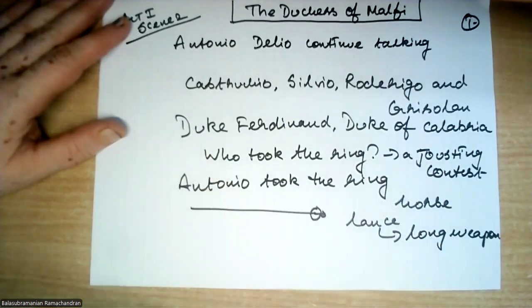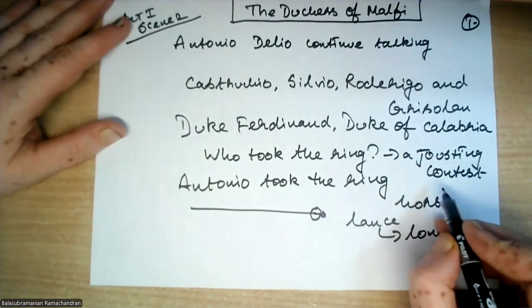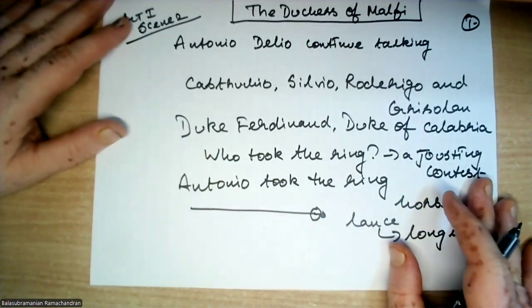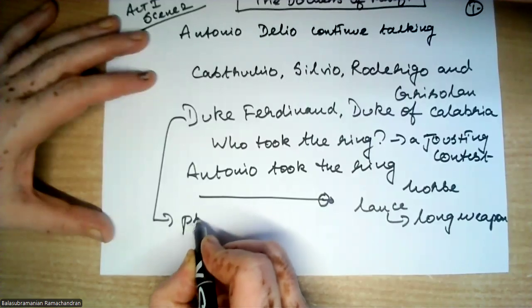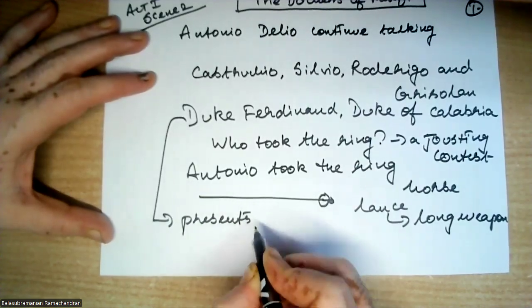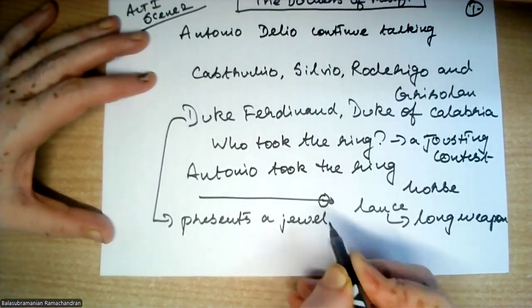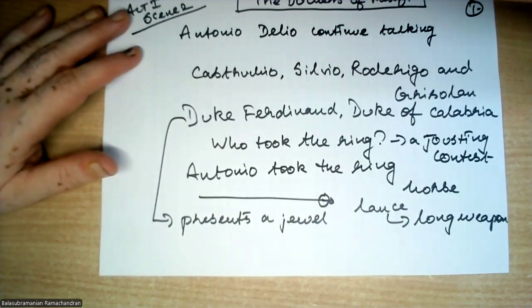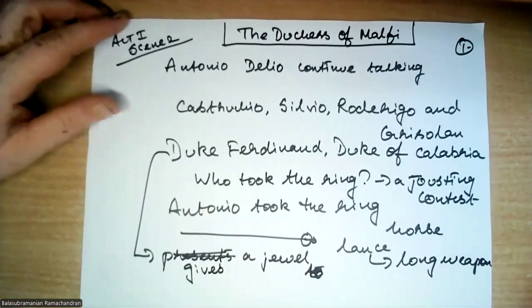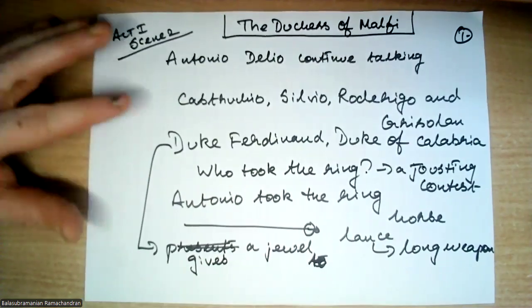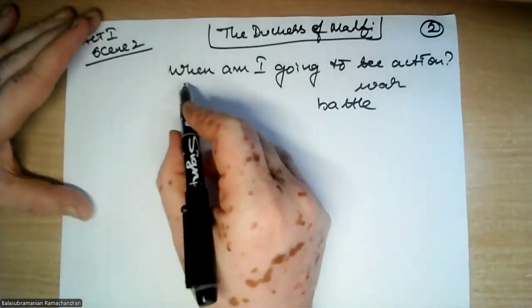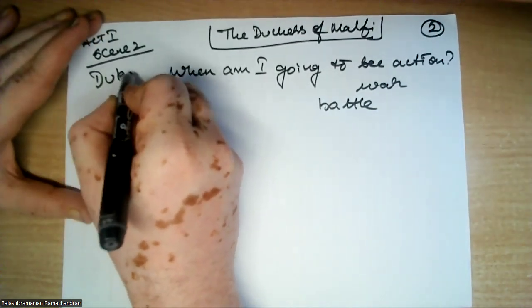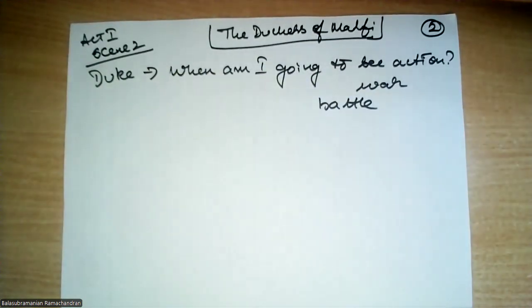So the Duke asks who took the ring, and the answer is that Antonio took it the most. The Duke is impressed and presents a jewel to Antonio, saying, "Give him the jewel." Then he immediately wonders, "Oh, this is just a sporting event. When am I going to see action? I don't want to see just these jousting events."